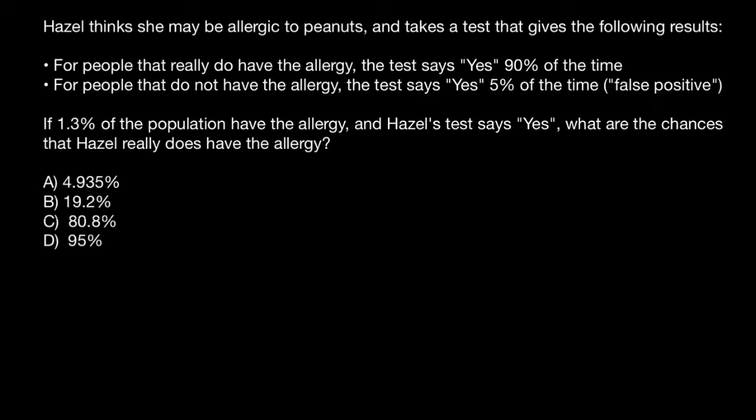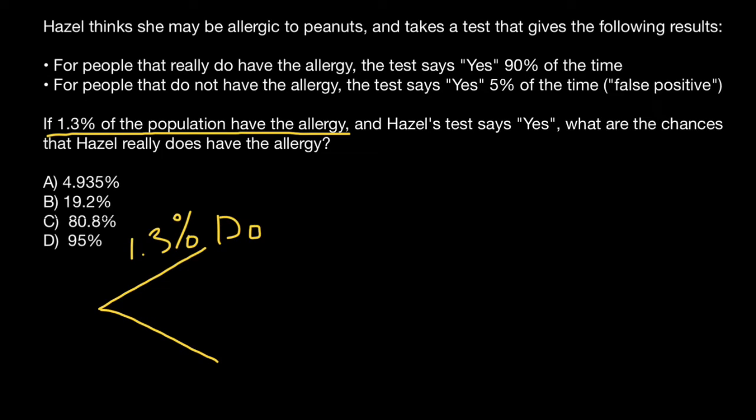Take a look. We are told that 1.3% of the population have the allergy. So that means that 1.3% do have this allergy. And on the other hand, that means that 98.7% don't have this allergy.